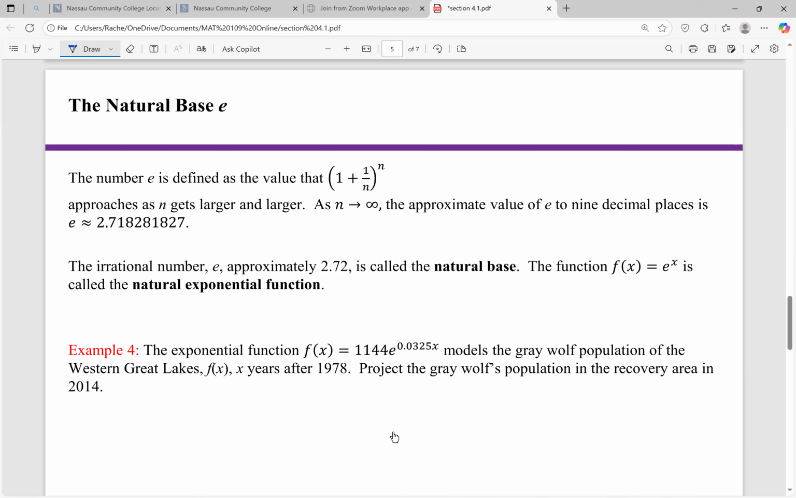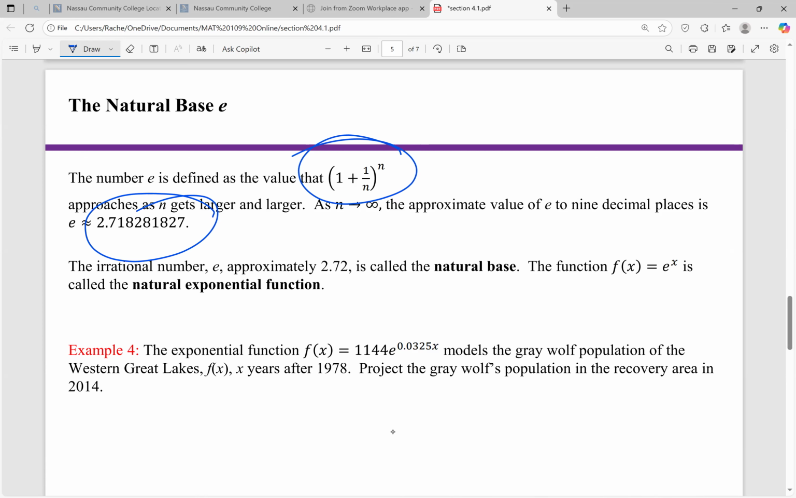Well, if we were to look at this exponential expression, 1 plus 1 over n to the nth power, as n gets larger and larger, and we kept plugging into this expression, it is going to get closer and closer to 2.718281827, which we call e. So e is an irrational number, which is approximately 2.72, and it naturally occurs in a lot of models.